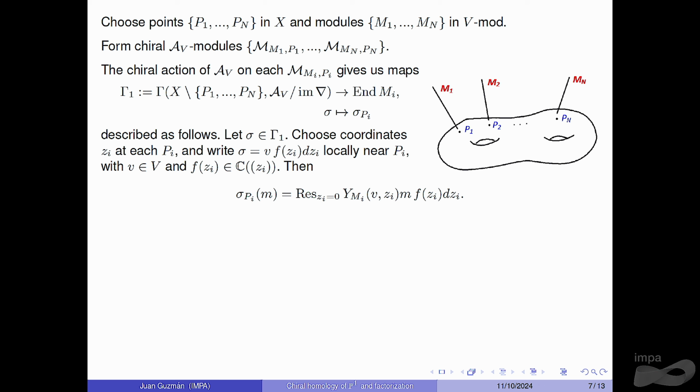And that's going to be really important because these are no longer formal variables. These are the local coordinates around each point. But the expression is really similar to the ones that we were working with.